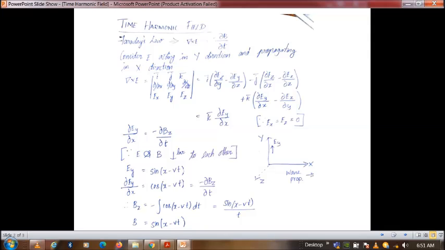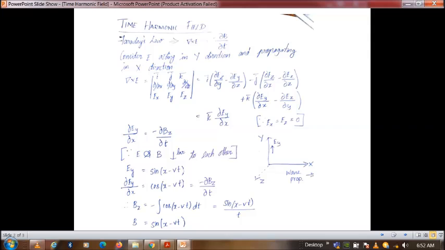Now this del cross E is taken as a curl function over the entire space, where the determinant of the i, j, k vectors over the x, y, z directions is taken. So del cross E is equal to the determinant of i vector, j vector, k vector; dou by dou x, dou by dou y, dou by dou z; Ex, Ey, Ez. On expanding it, it will be i vector into (dou Ez by dou y minus dou Ey by dou z) minus j vector into (dou Ez by dou x minus dou Ex by dou z) plus k vector into (dou Ey by dou x minus dou Ex by dou y).